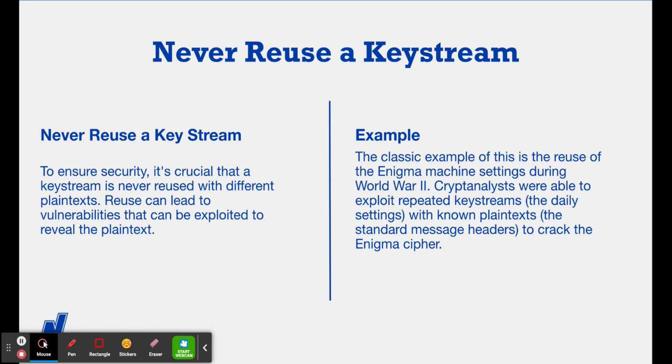Cryptanalysts were able to exploit the fact that the German operators reused the daily machine settings. This wasn't done with any randomness; they just used the same thing over again. So they effectively reused the key stream in combination with known standard message headers, known plaintext. This allowed them to break the machine cipher, demonstrating why key stream reuse is a critical security risk, and there's a lot of vulnerability within stream ciphers.